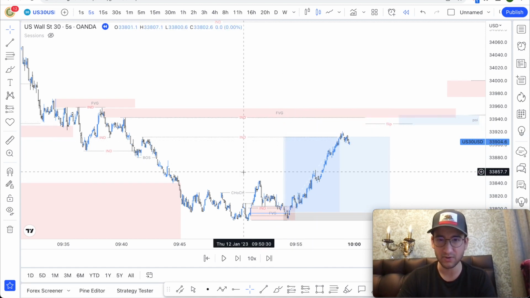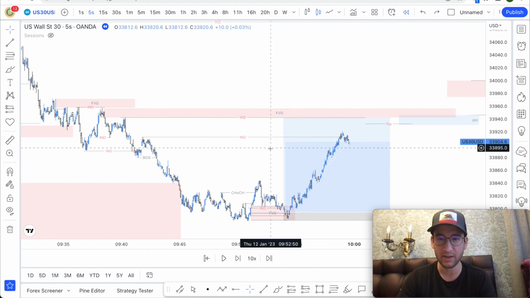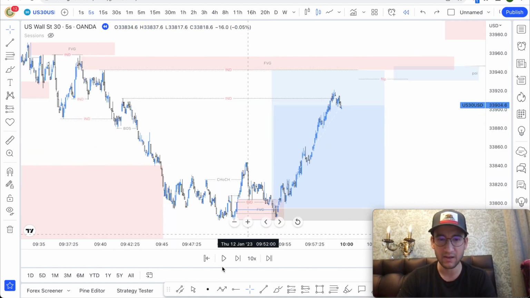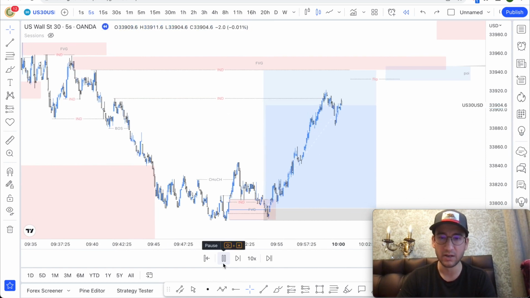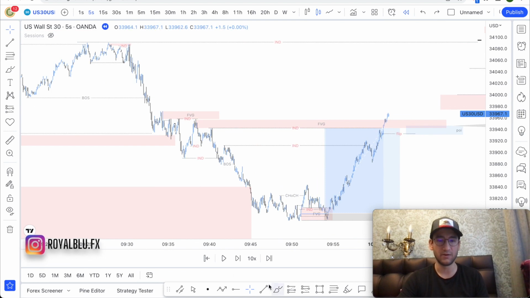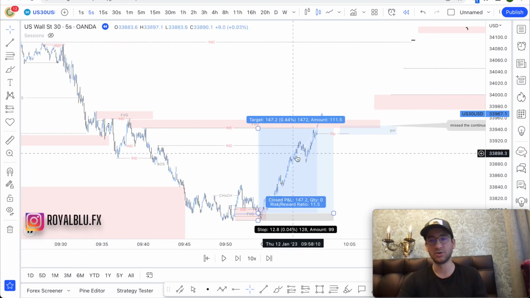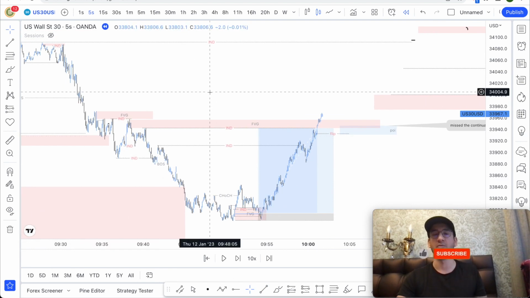So we took most of our partials there, and then I let the rest run over here to the other inducement area, to the fair value gap, pretty much close to that high, and collected the rest of the profits over there. Now, this is a safe way to do everything because part of trading is really knowing your risk and your management, okay? Managing your trade, but managing sort of risk, right?